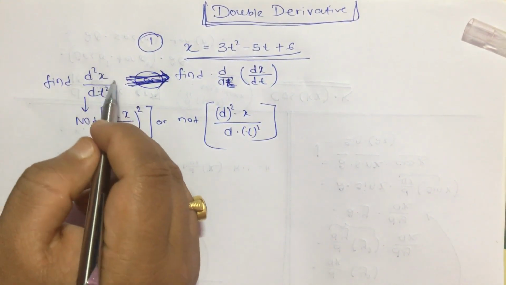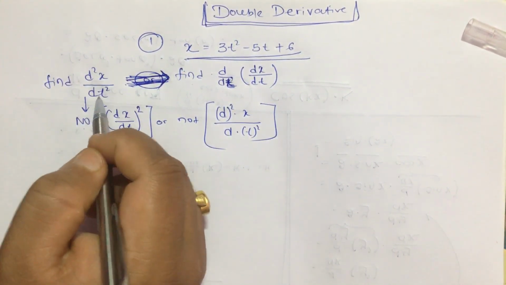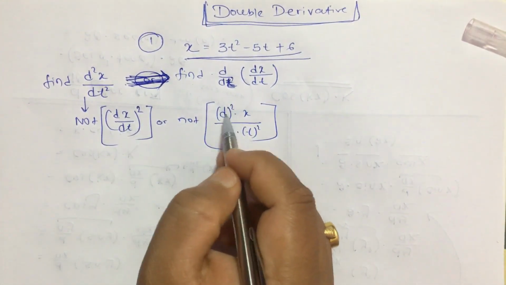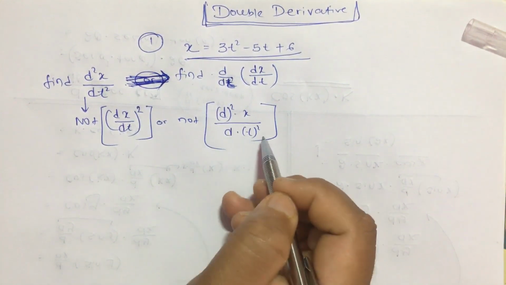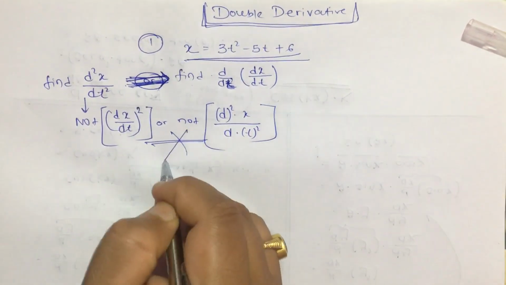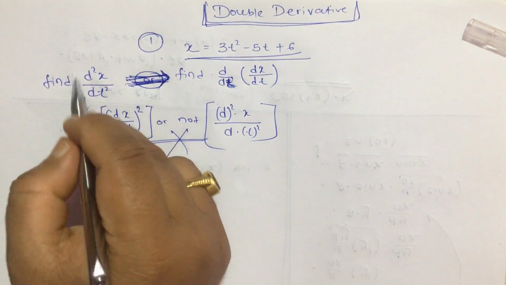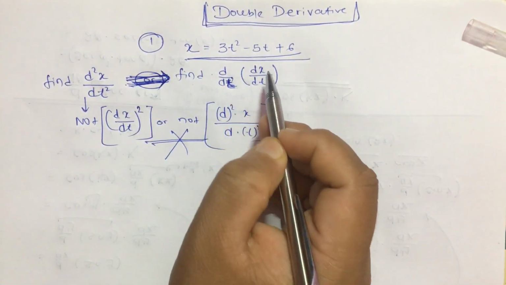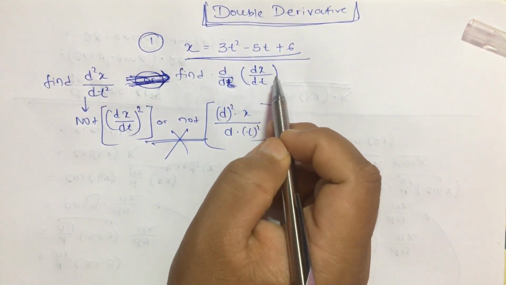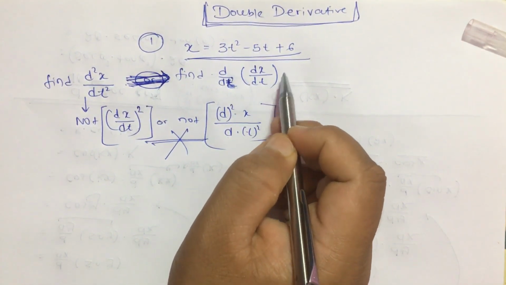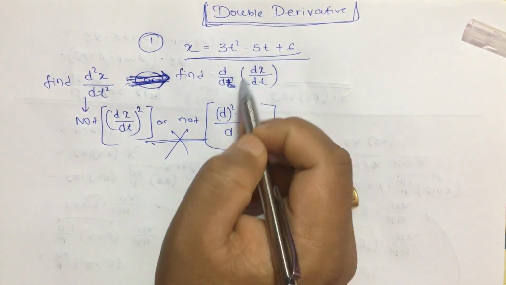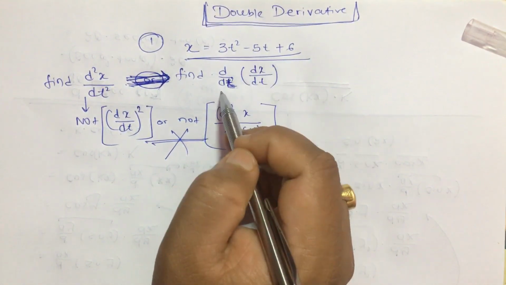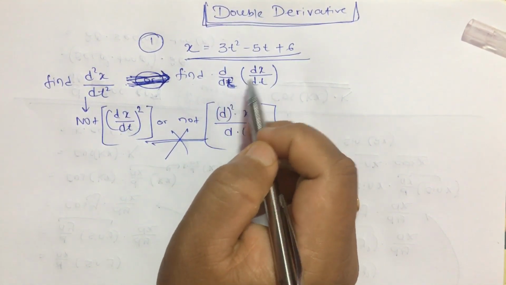Now d square x by dt square does not mean dx by dt whole square, or d square into x divided by d into t square. Both of them are wrong. Then what is the meaning of this? This means d by dt of dx by dt. It means first do the derivative once and again do the derivative of that answer. Whatever you got as dx by dt, you do the derivative once again for that answer.